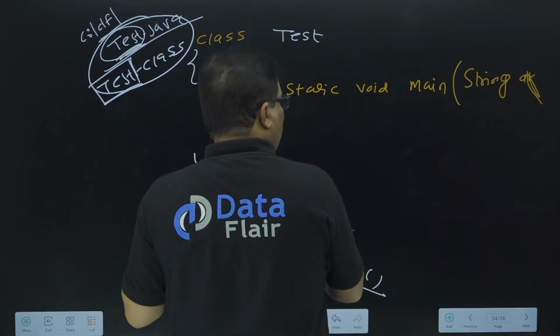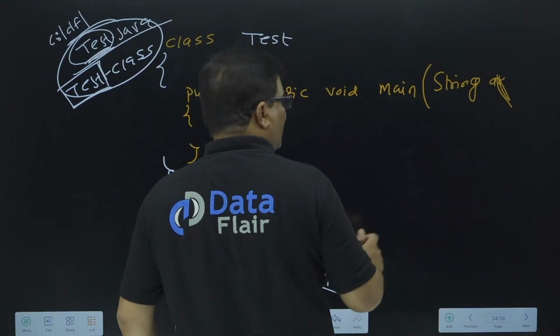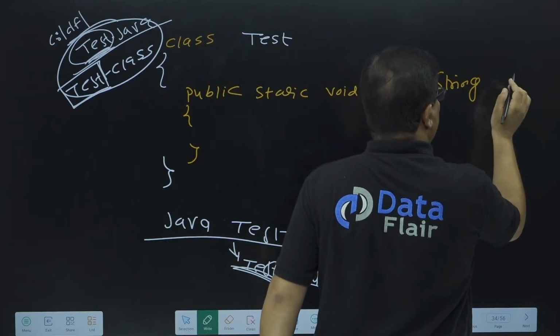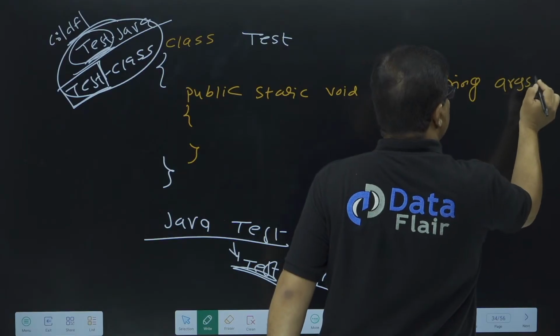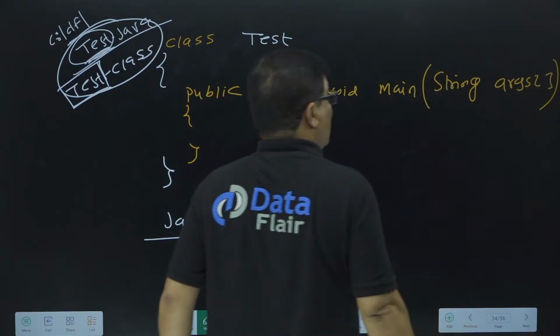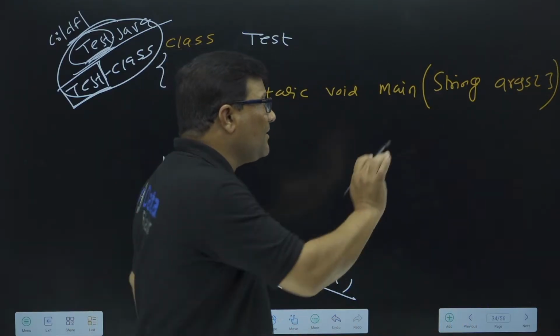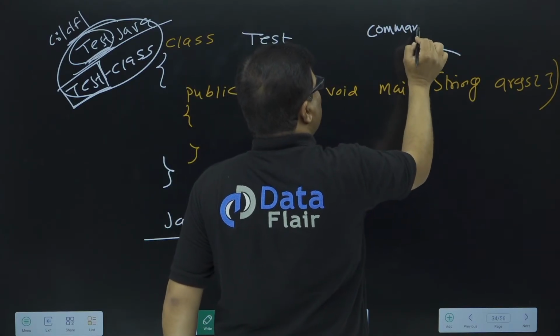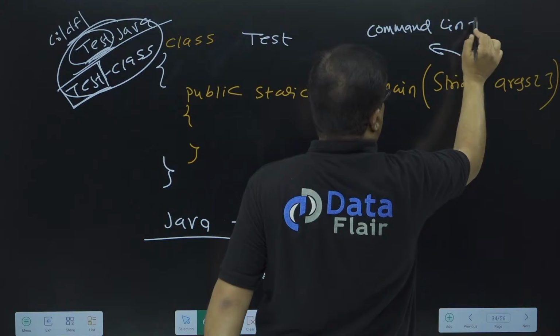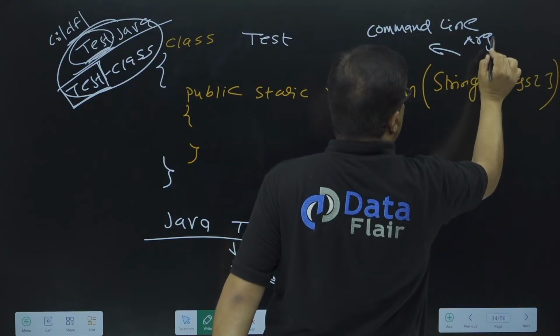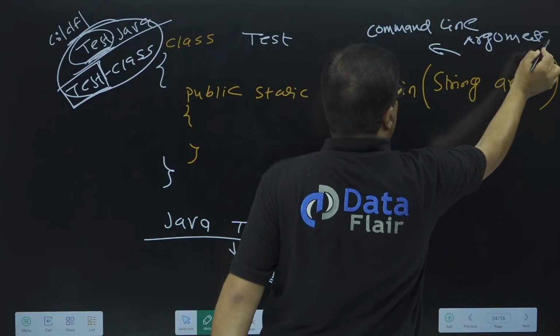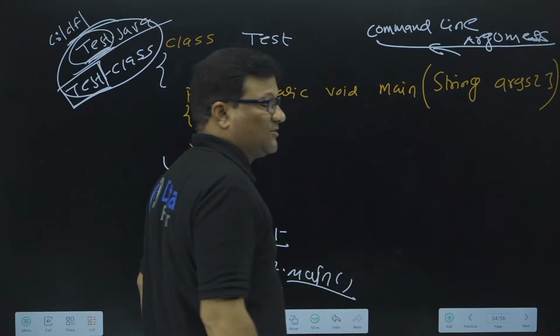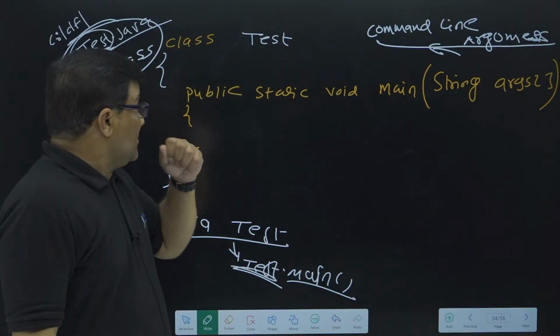This is again an important interview question: how many ways can we write the main method in Java? There are a lot of different ways to write the main method, but the standard syntax is this. Sir, what is this statement? It is called a command line argument. Later on, I'll explain what it means. If you are a fresher, you may not be able to understand it in the first lecture. Don't worry about this.